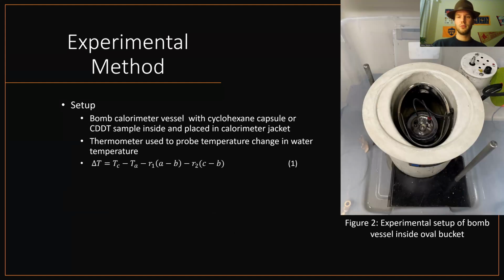Okay, so the experimental method. Within our bomb calorimeter, we purged it with oxygen gas and placed our cyclohexane capsule and CDDT in the vessel, place it into the oval bucket, fill it with water, put the calorimeter lid on the calorimeter jacket, and then put our temperature probe through, making sure it's immersed into the water, and this will give us very valuable temperature readings that can be used to find the change in temperature of each of our runs.